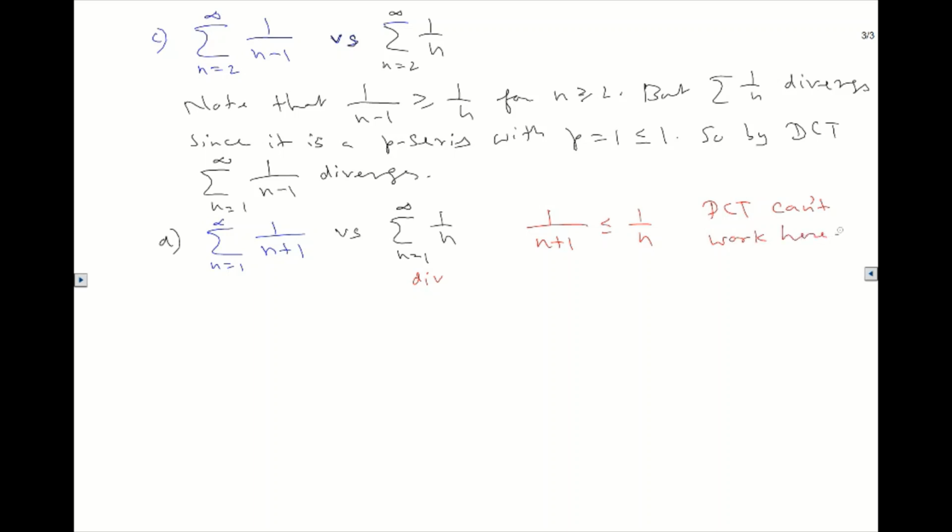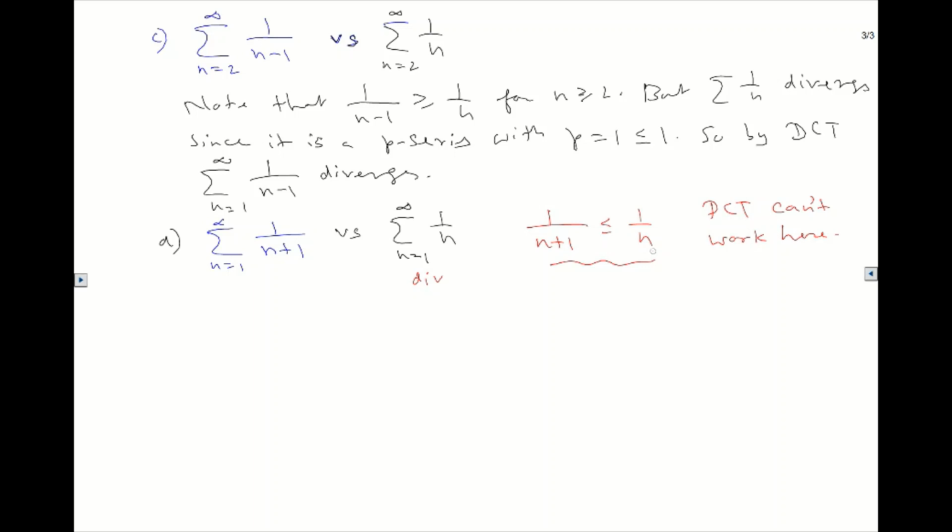Because it's in the wrong direction. So this inequality is in the wrong direction. That means you cannot use the direct comparison test to test the convergence of 1 over n plus 1, because the inequality is in the wrong direction. So that means we need to wait for the new test, the limit comparison test, to do this. So that's why it's more powerful in this case.